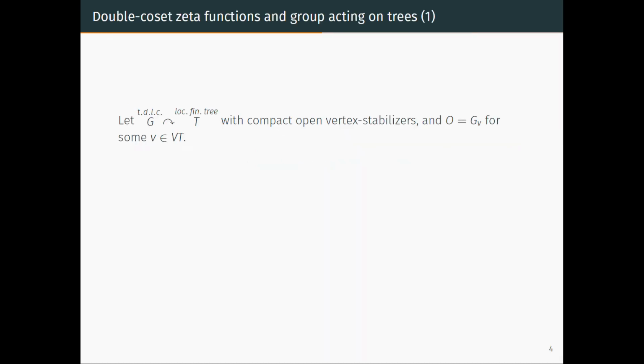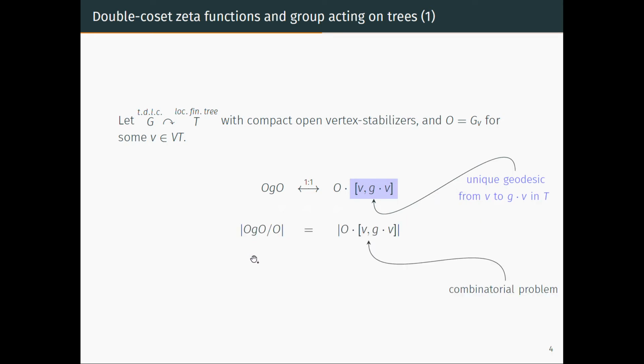Returning to the double-coset zeta functions, we fix the environment we will work in from now on. So G will be a TDLC group acting on a locally finite tree T with compact open vertex stabilizers, and we will fix O as an arbitrary vertex stabilizer. Under these assumptions, we have a one-to-one correspondence between the double cosets OgO and the O-orbits of geodesics from v to gv. I remind that given two vertices, there exists a unique geodesic in our tree connecting them. In particular, our target cardinality will be exactly the cardinality of this O-orbit.